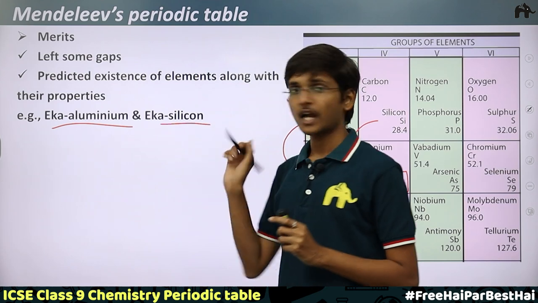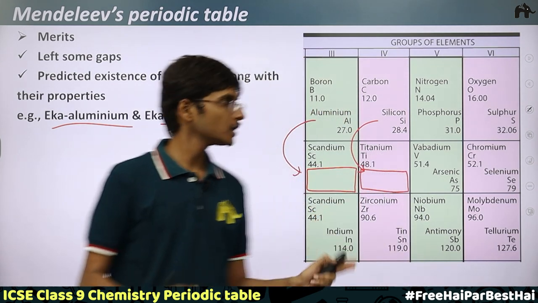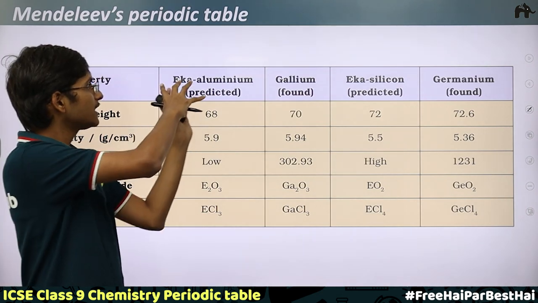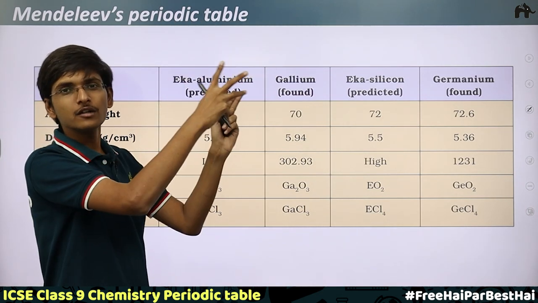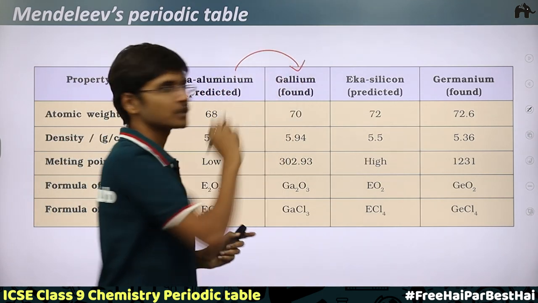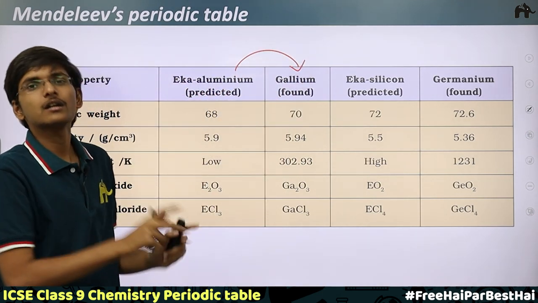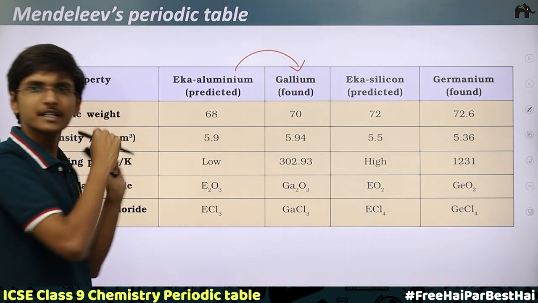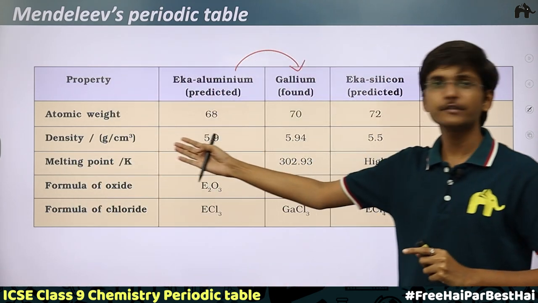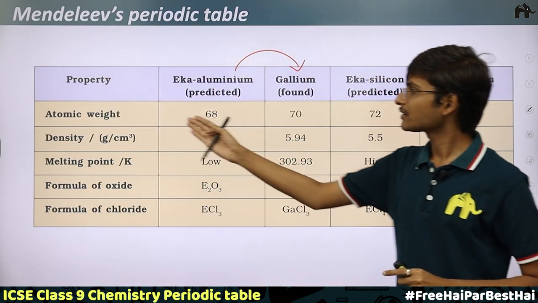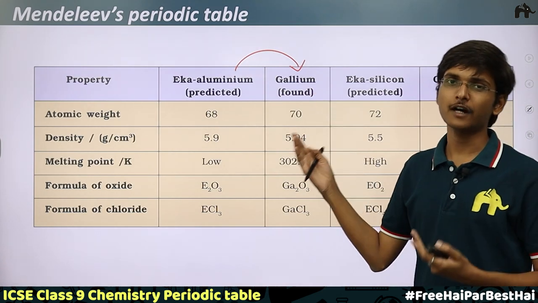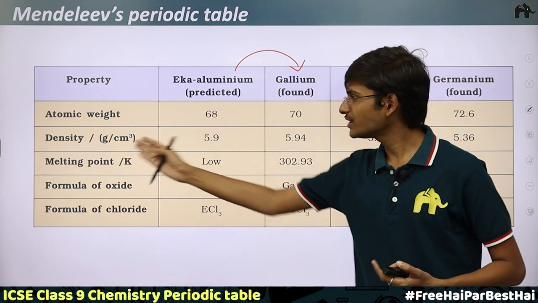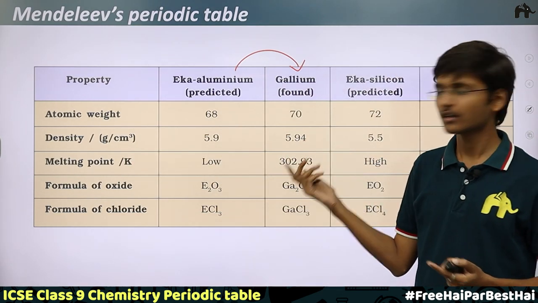Let me show you that when those elements were discovered, like the Eka aluminium, it was given the name gallium. But when the properties were compared, whatever properties Mendeleev predicted are here in front of you. The atomic weight, 68. When we discovered the element, its atomic weight was 70, very much close. The density, 5.9, it's 5.94, very close.